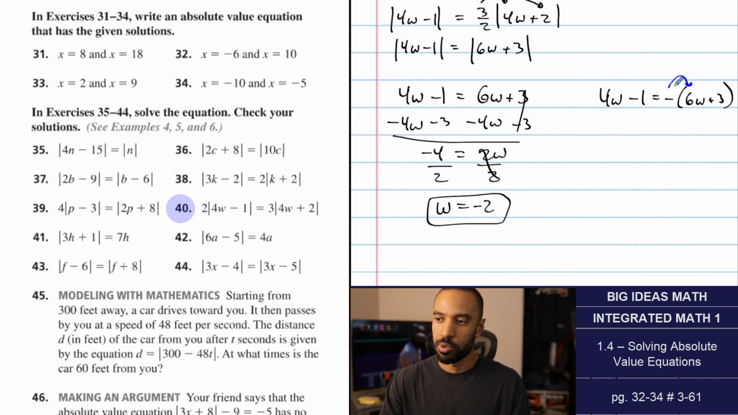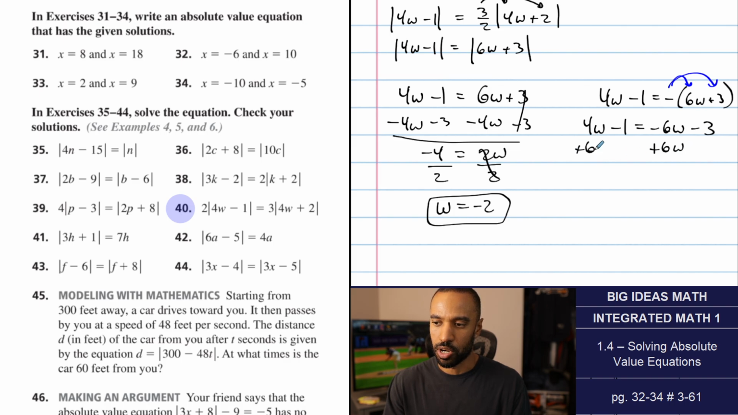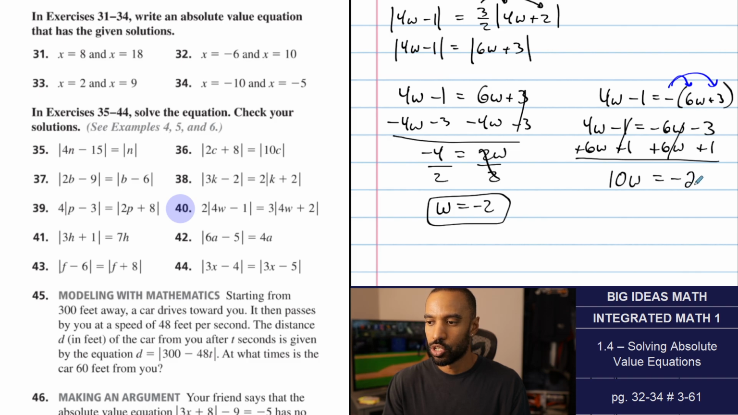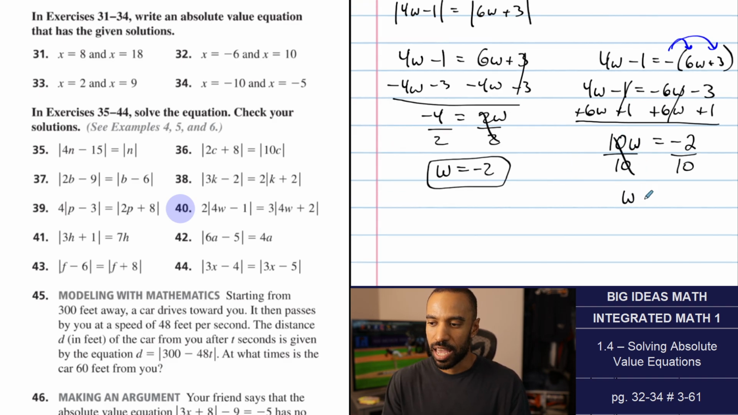On this one, post-distribution, we'll have negative 6w minus 3 on that side. Now it appears that I'd prefer to add 6w to this side to keep the variable terms positive. So I'll add 1 to this side to move the constants over there. And I have 10w equals negative 2. If I divide both sides by 10, you have two options, the fraction or the decimal. Negative 2 divided by 10 can reduce by dividing top and bottom by 2. You'll get negative 1/5. You can also write that as negative 0.2 as an answer.